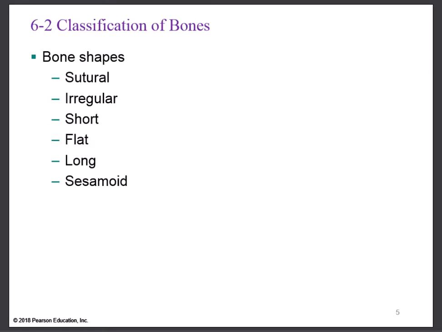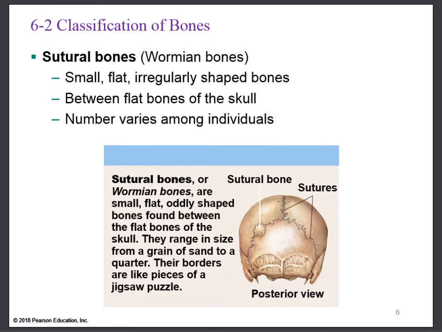It turns out that there's 6 different types of bone shapes. So we'll take a look at sutural bones, irregular bones, short, flat, and long bones, and then we'll finish up with sesamoid bones. So the first one we have is a sutural bone. These used to be called wormian bones. You still do hear that term, but this is where they are.